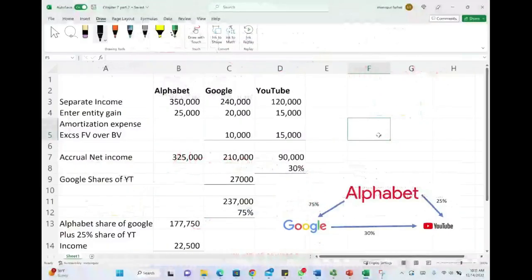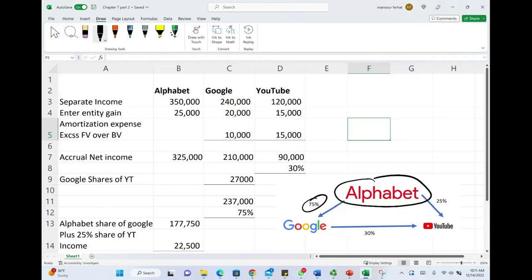So let's take a look at this example. We have Alphabet, Google, and YouTube. And the reason I use those companies is not because this is the true percentage of control. I don't know what the true percentage of control is, nor is this their separate income. This is just for illustration. I believe students will be able to follow that Alphabet is the parent company, owns Google, owns YouTube. So it's easy for students to see this relationship. That's why I use those names.